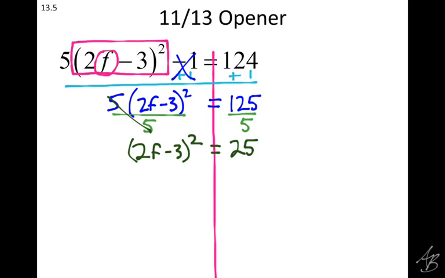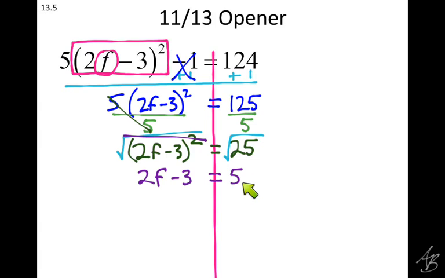This is where things get a little bit different than the other type of problem. So we are going to get rid of the square by doing what, Carl? Square root. We're going to take the square root. And remember, a square root, what we're looking for is a number that multiplies by itself to get the number. Alright, on the left side, we don't need to do that because the square and the square root cancel and we just get 2f minus 3, right? On the right side, what multiplies by itself to get 25? 5. Or? Negative 5.